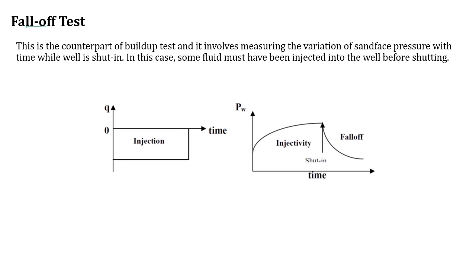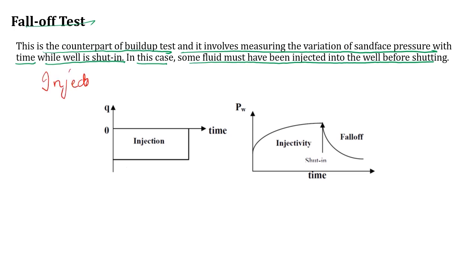Coming to the fall-off test, this is the counterpart of a build-up test, and it involves measuring the variation of sand face pressure with time while the well is shut in. In this case, some fluid must have been injected into the well bore before shut-in. I am injecting into the well. So this fall-off test is applicable for injector wells only, whereas my drawdown and build-up tests were for producer wells.